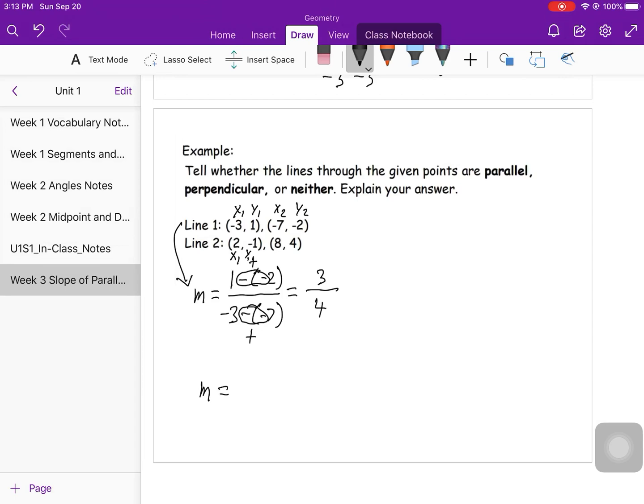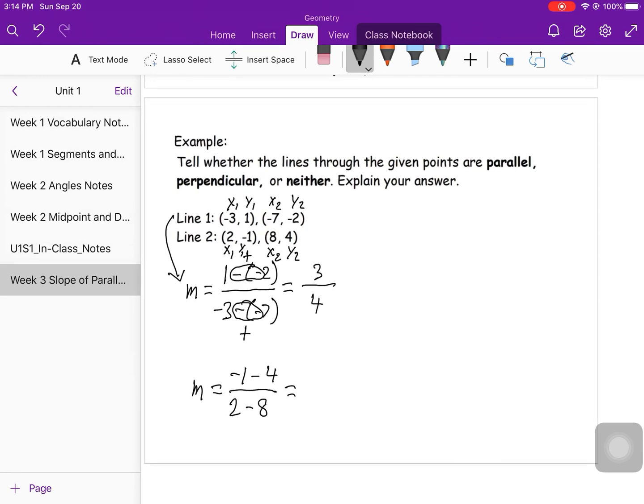Here's my new x1, y1, x2, y2: negative 1 minus 4, 2 minus 8. Okay, so on the top, negative 1 minus 4 gives us negative 5, and then on the bottom, 2 minus 8 gives us negative 6, which ultimately results in positive 5/6. That's not going to reduce anymore, but we never want to have a negative on the top and a negative on the bottom. We'd simplify that to positive 5/6.